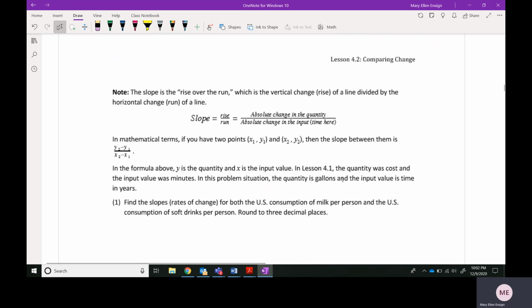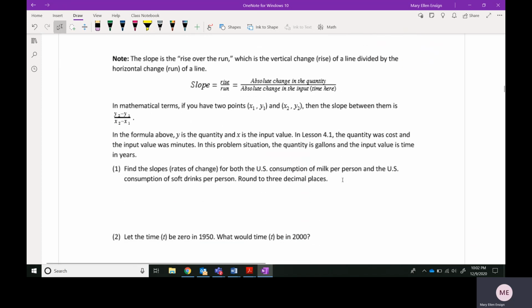Okay, so let's take a look here. So here we talk a little bit about the slope. We talked about the slope is the rise over the run, or the vertical change of a line divided by the horizontal change of a line. So again, if we have a line that does this, our slope tells us how we go from one point to the next, okay? So rise over run. So from here, we're saying, how far up do I have to go to get to my point?